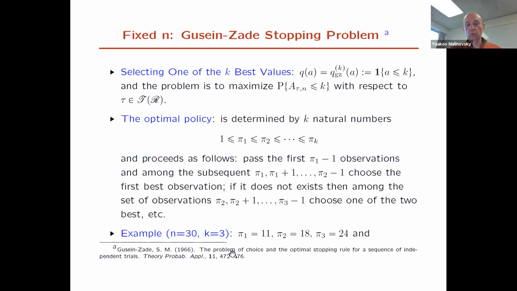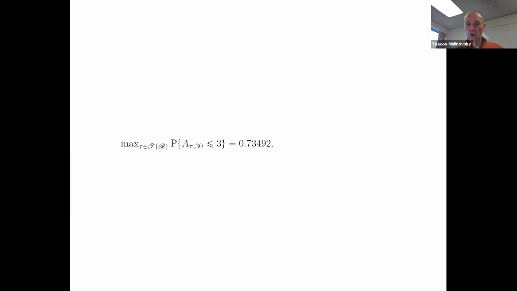Gusein-Zade also provided a dynamic programming algorithm to calculate these values π1, π2, and π3, and from the dynamic programming algorithm, the optimal value is also obtained. This is the classical problem of selecting one of the k-best.